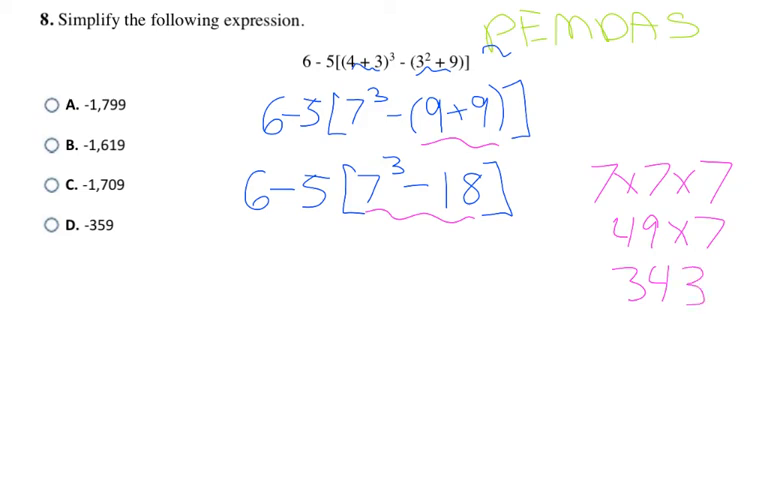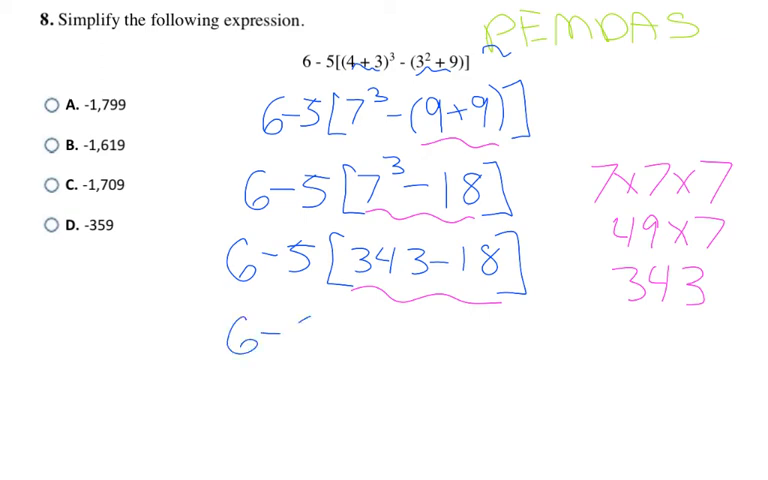343. So that means this is going to be 6 minus 5 times the bracket, 343 minus 18. And so I go ahead and work in that parentheses again, and now I can do the subtraction. So I'm going to have 6 minus 5, and then that 343 minus 18 is 325. And remember that this now is 5 times that 325. So I have my parentheses done.